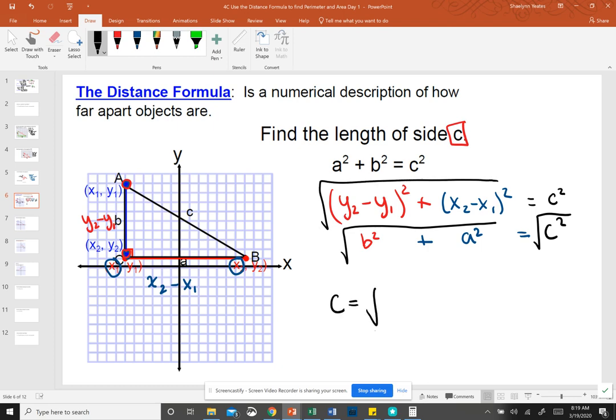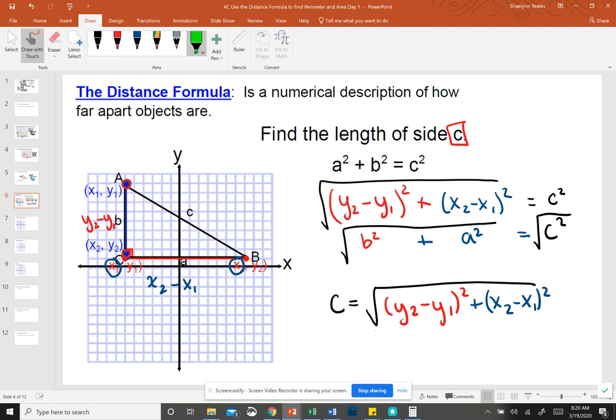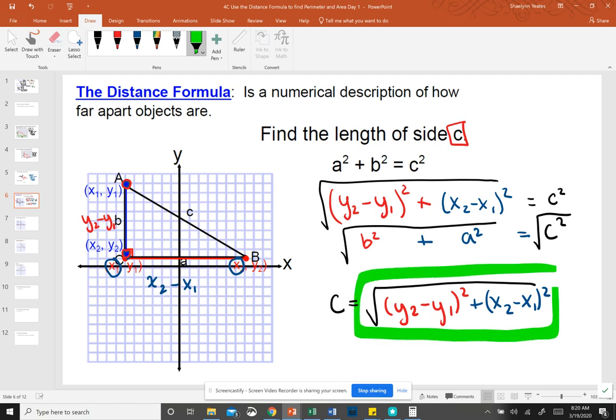So c equals the square root of y2 minus y1 squared plus x2 minus x1 squared. And you can flip the x's and the y's places as long as you've flipped the whole x or the whole y. But this is actually the distance formula. This right here. If you want to, you can write this down. I tend to just draw a picture and use Pythagorean theorem. You're allowed to use anything you want. Actually, I'm going to change that to a box.